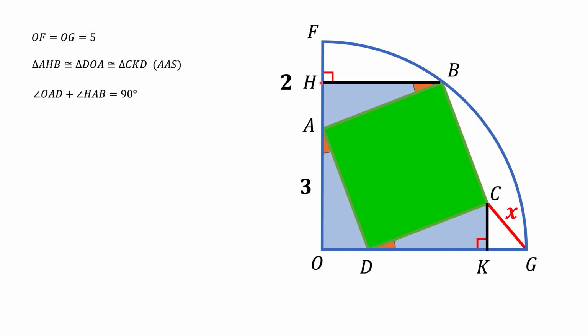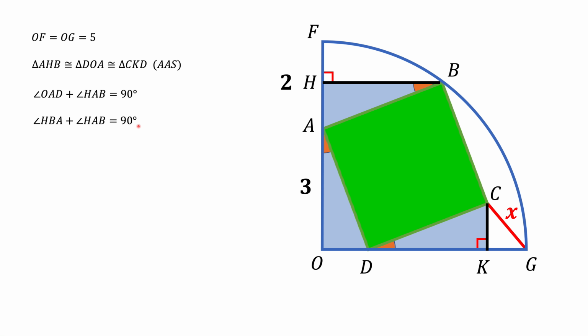On the other hand, if you look at the triangle HBA, the sum of all angles should be 180 degrees. 90 degrees is taken by angle H, and now this angle HAB and this orange angle HBA together should give us 90 degrees as well.